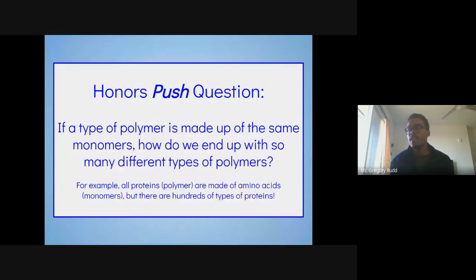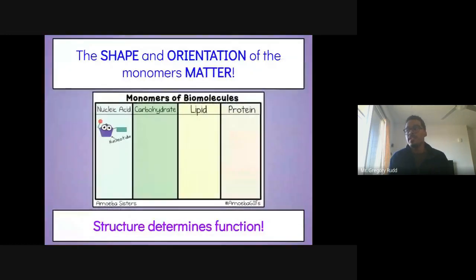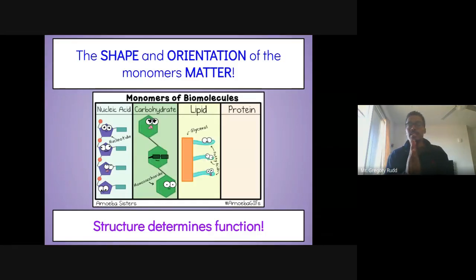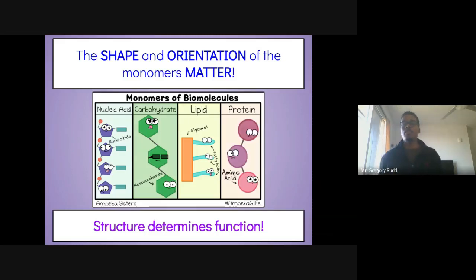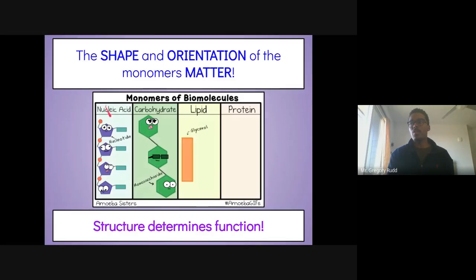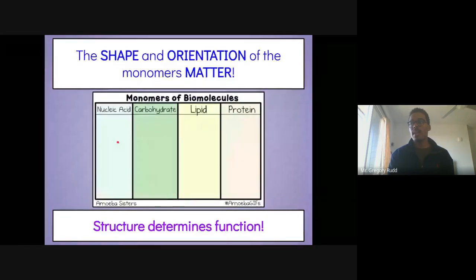The answer is one that we're going to continue to come back to in this course. It's going to be a central theme of biology this year. And the answer is that the shape and the orientation matters, meaning the order that you place those monomers in matters. So if we use Carolyn's example, she said DNA. DNA is a nucleic acid, so we're looking in this column on the left, and therefore its monomer is called a nucleotide. You can see we're linking one nucleotide to the next, one to the next, one to the next.